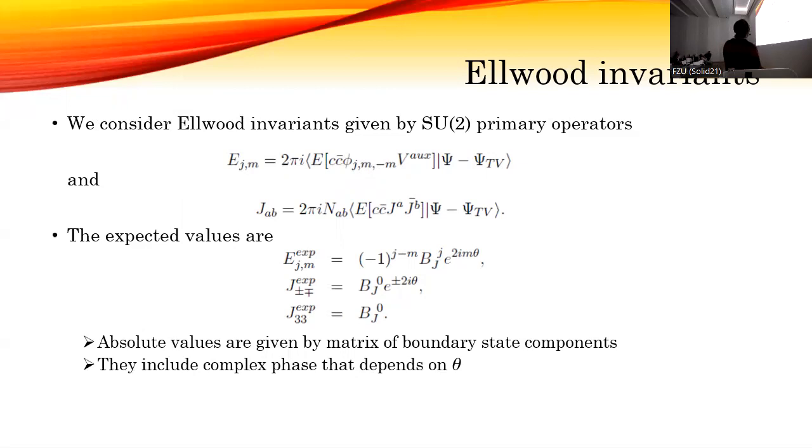When we extract the boundary state components, we find that the expectation values are given by the matrix of the boundary state coefficients, which is this, and a complex phase given by the angle theta. For the other invariants it's similar, and this one should be constant.